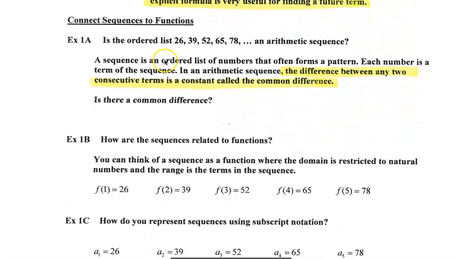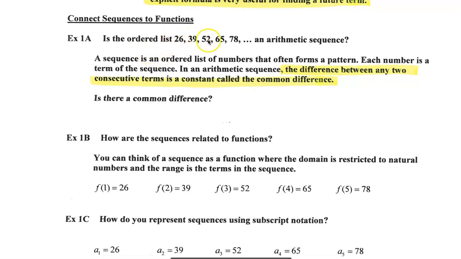So first question, is this ordered list 26, 39, 52, 65, 78 an arithmetic sequence? So all we're going to do is find the difference of all of them. So we're going to do 39 minus 26. That would be 13. Then we do the same thing with 52 minus 39. That's also 13. 52 to 65, 13. 65 to 78, 13. Since they're all the same, this is an arithmetic sequence with a common difference of 13. So I'll put d equals 13. So I guess I should say yes. The common difference is 13. So this is an arithmetic sequence.